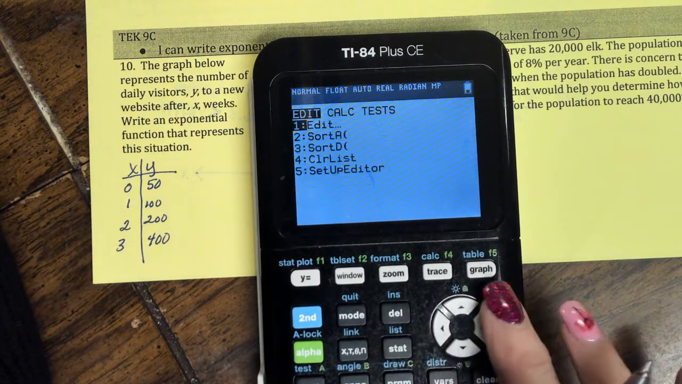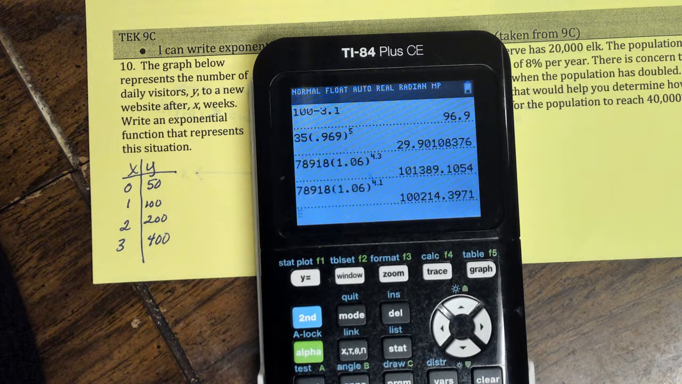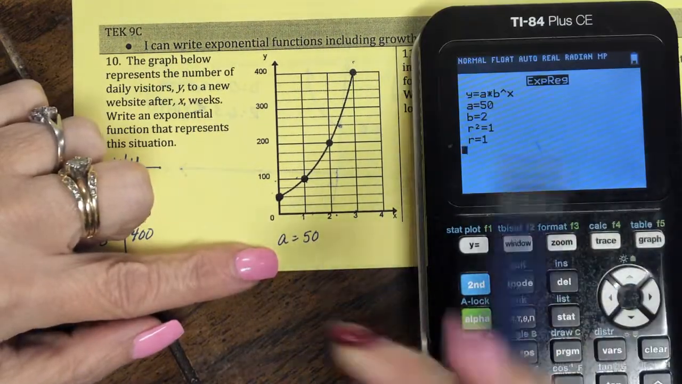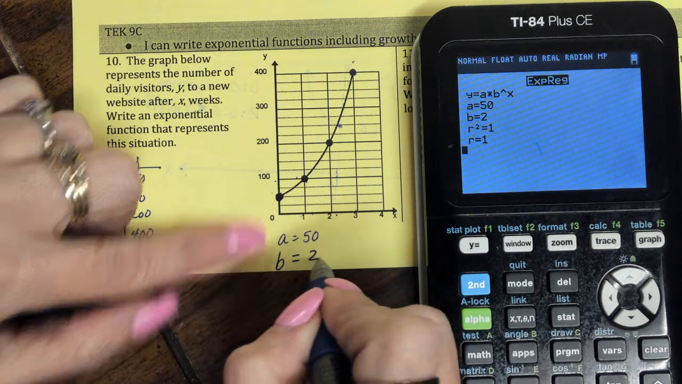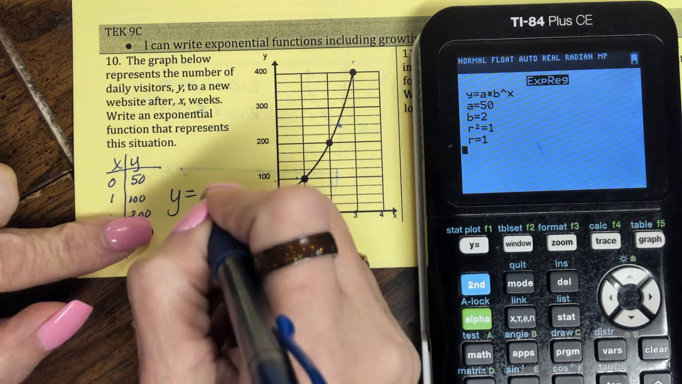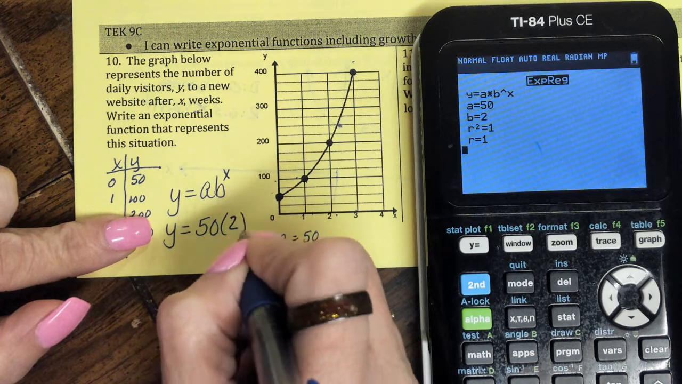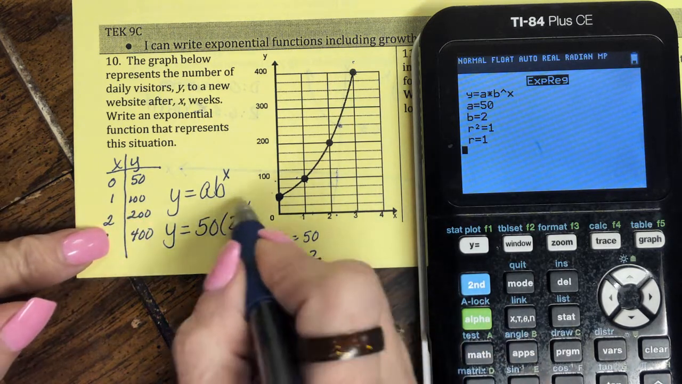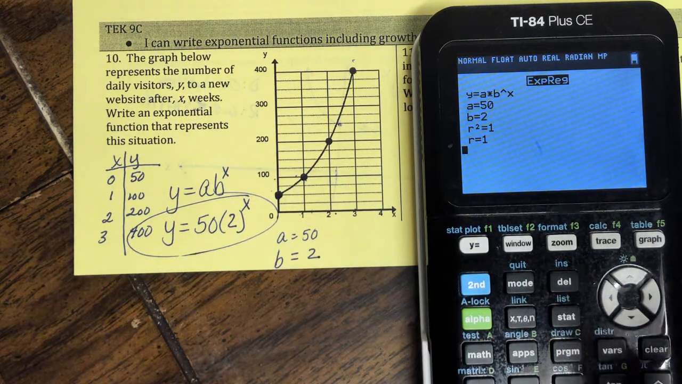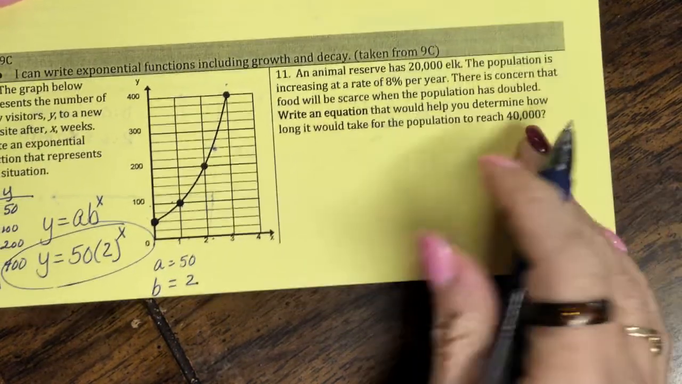I'm going to go back to stat, calculate 0, and I'm just going to hit enter. There it is. A is 50, which I already knew, but I now know by looking that B is 2. Now we don't care about R squared and R. If I have this, I know that Y equals A times B to the X power. And there it is. So given a graph, just create a table and do stat edit. Pretty easy.